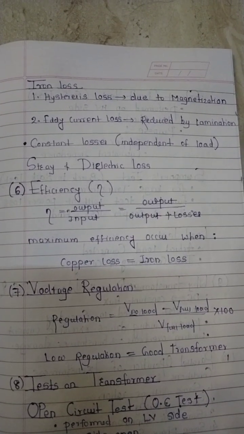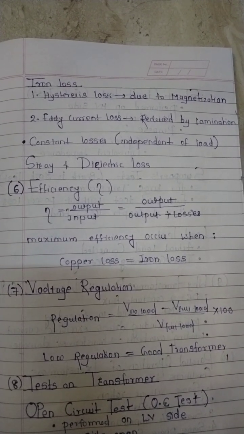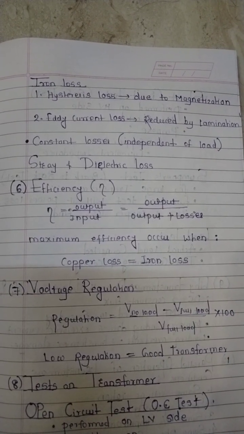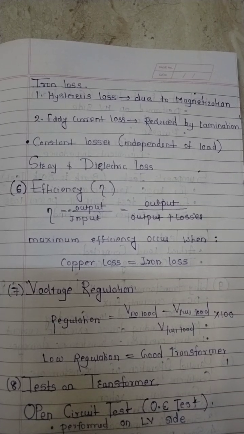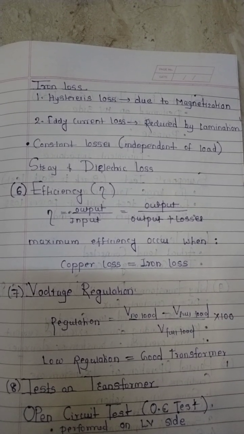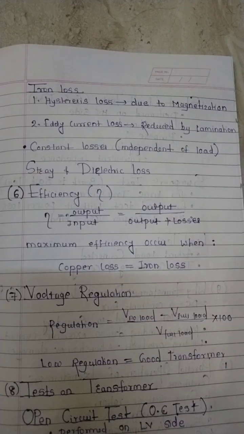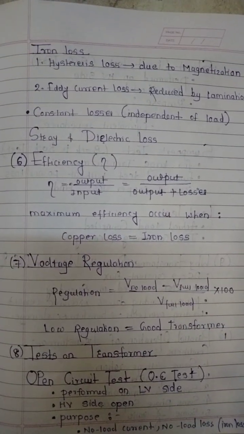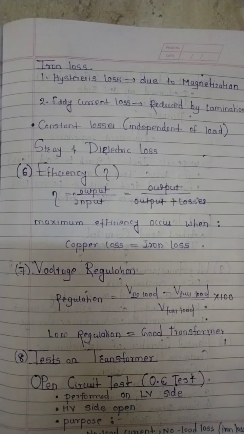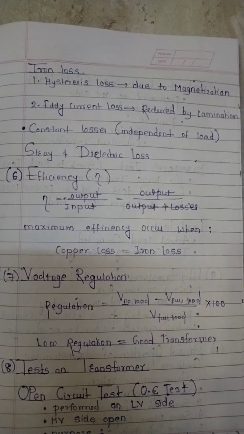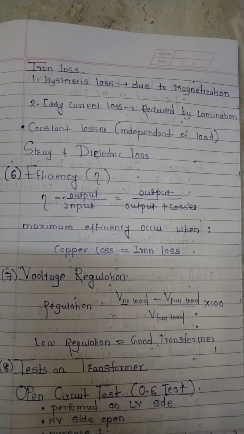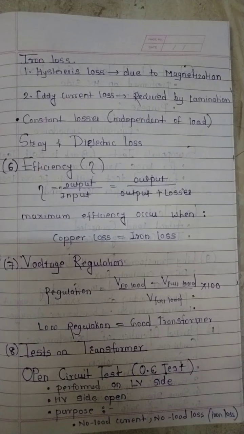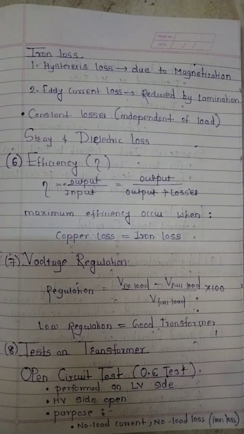Next we will see the efficiency. What is the efficiency? Output divided by input, where input is output plus losses. Okay, maximum efficiency occurs when copper loss is equal to iron loss. Voltage regulation is no load voltage minus full load voltage upon full load voltage, into 100. Low regulation means a good transformer. That means we want the regulation of the transformer to be low.